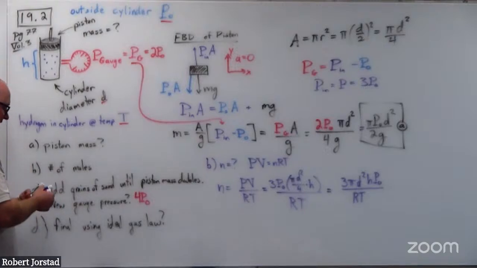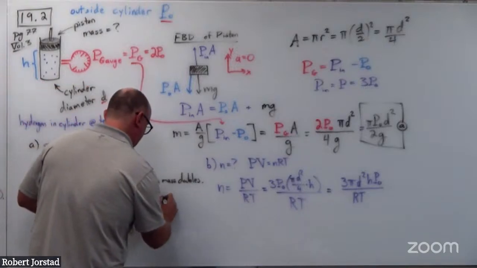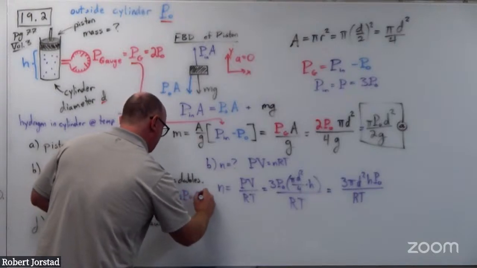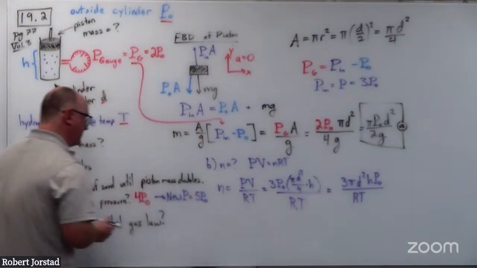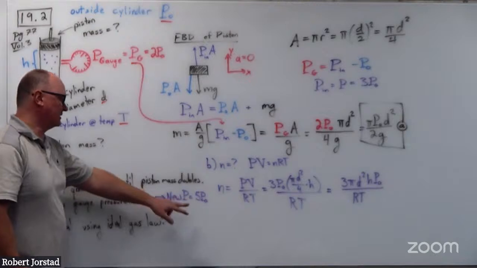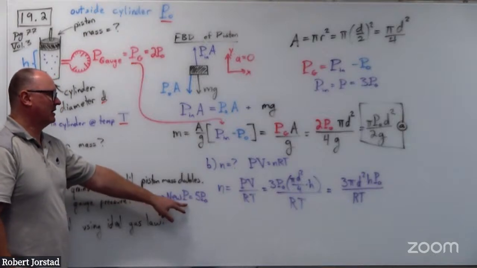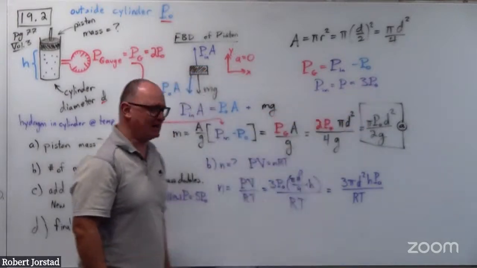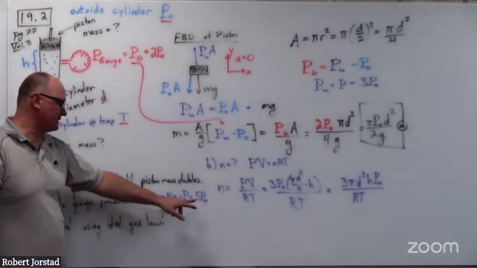Whereas if I had said, what is the new pressure? It would be 5 P naught. And so this is one of the annoying things about gauge pressure. If you double the gauge pressure, we don't double the pressure. We were at 3 P naught, but doubling the gauge pressure actually only raises this to 5 P naught.